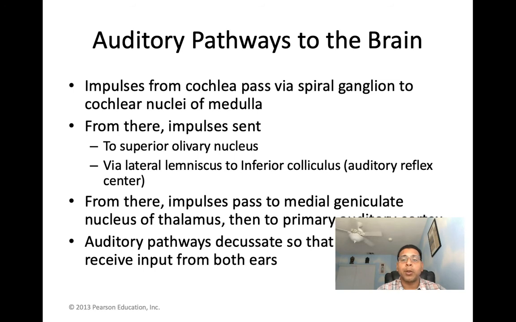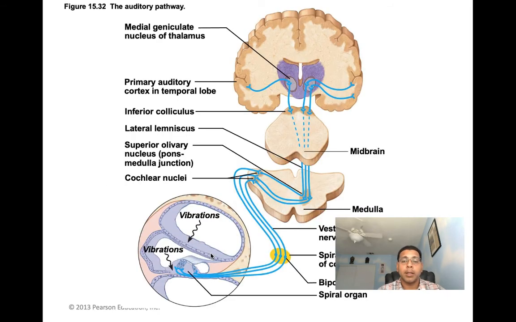then to the primary auditory cortex. And you'll see here in a few seconds, auditory pathways decussate so that both cortices receive input from both ears. Here you can see all the fibers traveling, making their way all the way up. And then here we have the decussation occur.